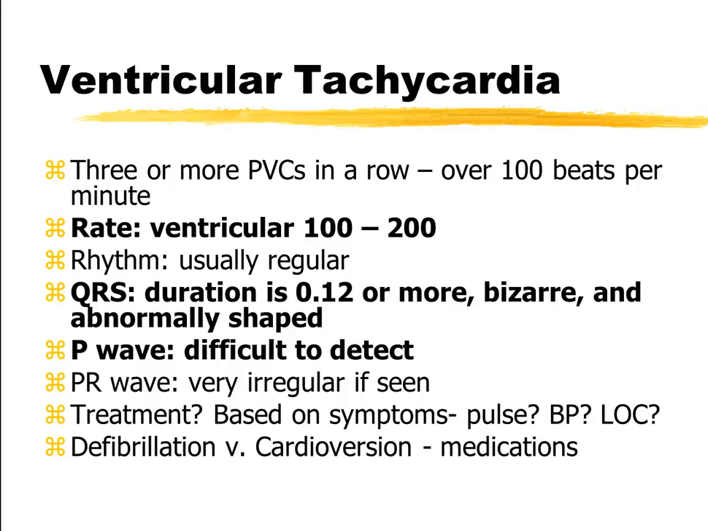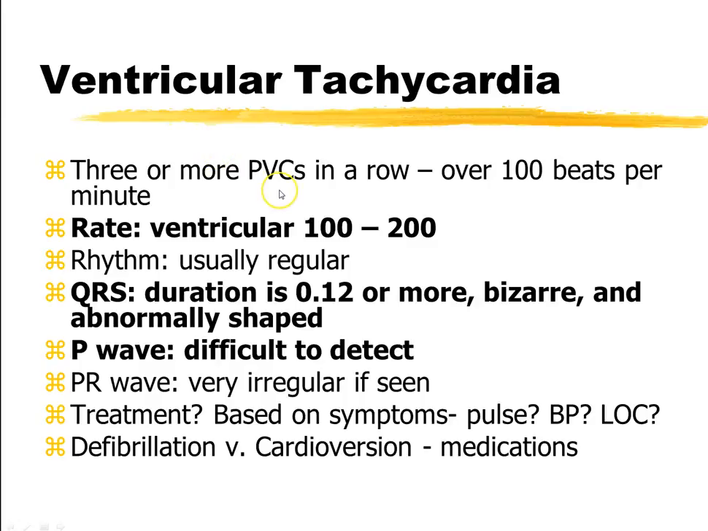Ventricular tachycardia. Okay, so tachycardia, you know, is going to be fast heart. So it's over 100 beats a minute. Notice I didn't say sinus here. So that means the impulse is not coming from the SA node. It's coming from the ventricles themselves.